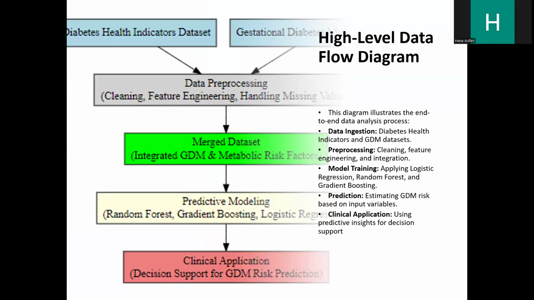This is the high-level data flow diagram, which uses the two datasets, the diabetes health indicator dataset and the gestational diabetes dataset, and then involves data pre-processing: cleaning, feature engineering, and handling missing values, and merging the datasets to integrate GDM and metabolic risk factors. Then predictive modeling, where I will use random forest, gradient boosting, and logistic regression, then clinical application: decision support for GDM risk factors, using the predictive insight for decision support.